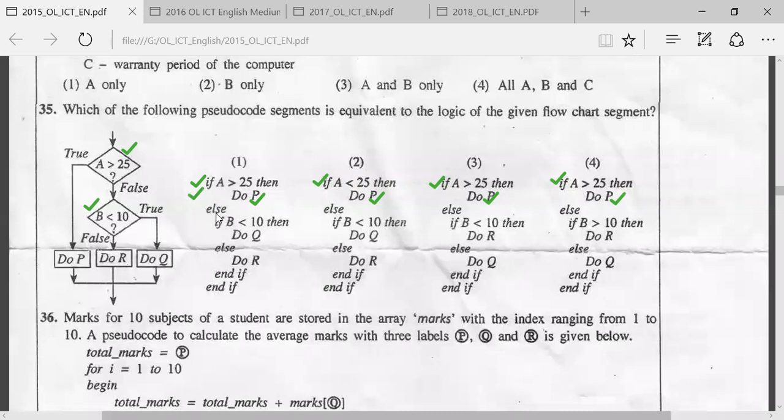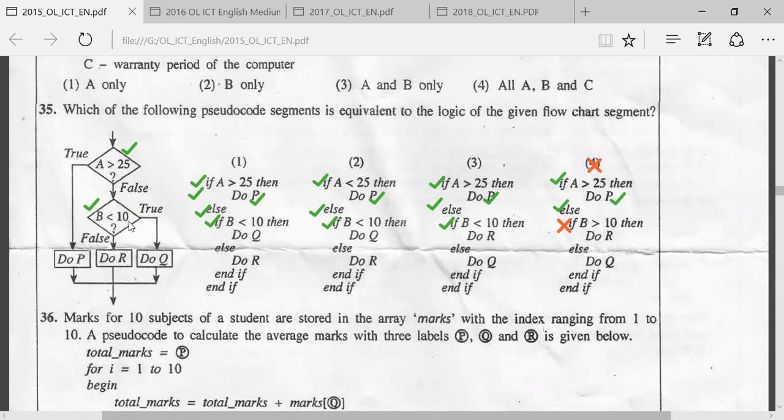Then we will have the else part. So that is fine, else. Then they are checking B less than 10. If it is true, do Q. If B less than 10, this one is right, this one is right, this one is right, this one is wrong, right? So here, this is wrong. So I am removing this one.